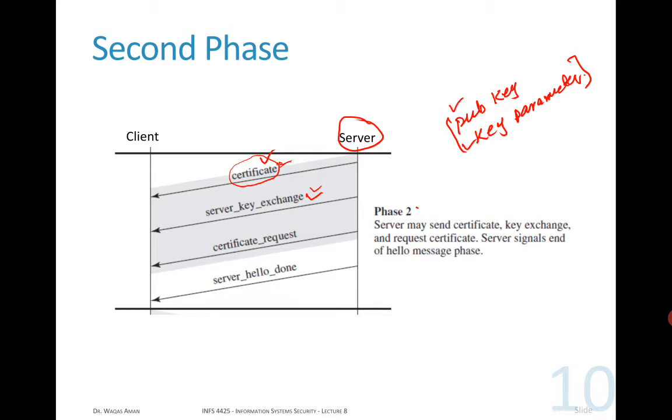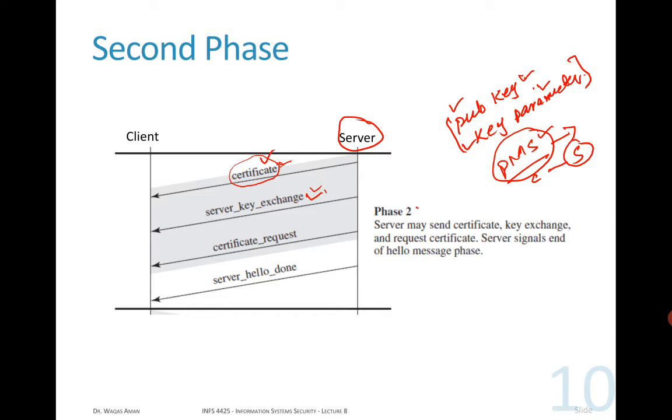Why does the server send these things? Because of the PMS, the pre-master secret, which will be created by the client. When the client creates the PMS later, it has to share it with the server, and this is sensitive information, so it has to be sent in an encrypted form to the server. For that encryption, it makes use either of the public key of the server or other key parameters, to create it first, encrypt it with these parameters, and then send it to the server.